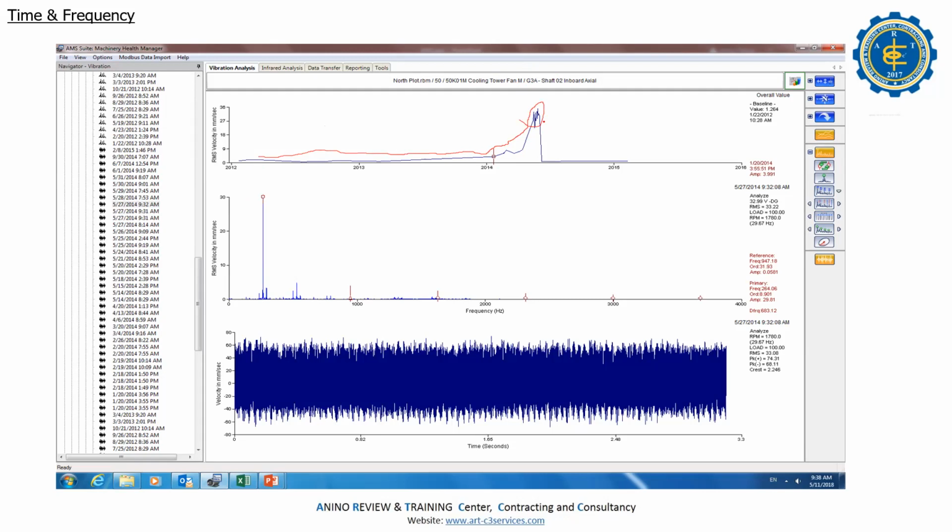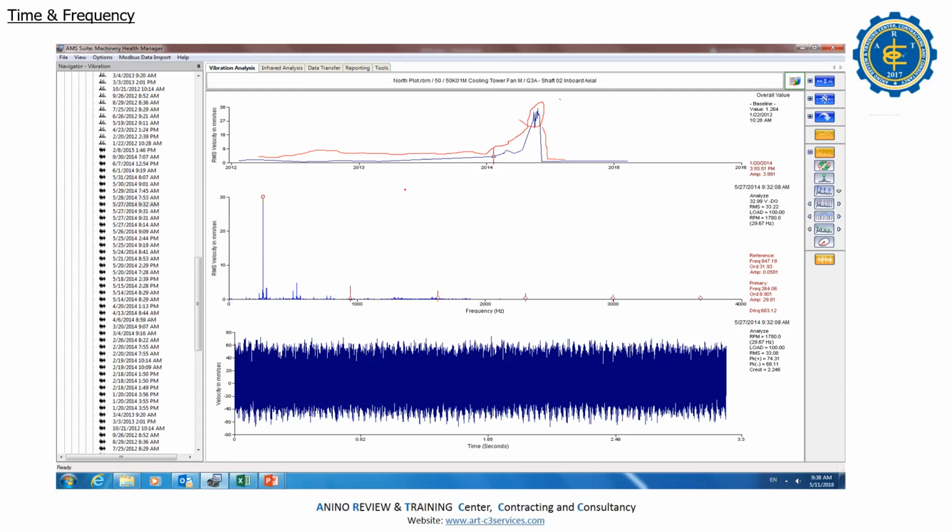Then the vibration went down. You know what this one is? This is the gearbox of the fan. So the gearbox had an issue, and then it was fixed. In the gearbox, the gearbox is very good now.